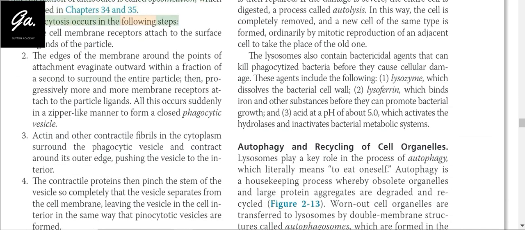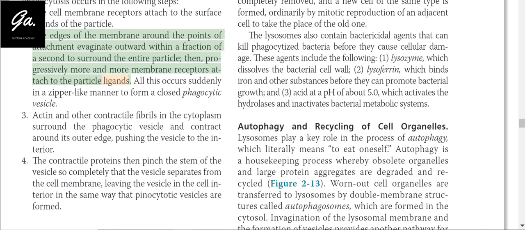Phagocytosis occurs in the following steps. 1. The cell membrane receptors attach to the surface ligands of the particle. 2. The edges of the membrane around the points of attachment evaginate outward within a fraction of a second to surround the entire particle. Then, progressively more and more membrane receptors attach to the particle ligands. All this occurs suddenly in a zipper-like manner to form a closed phagocytic vesicle.